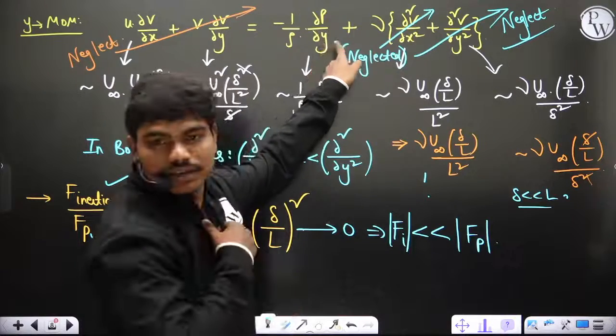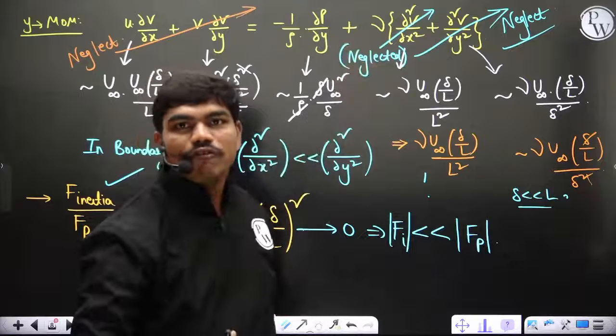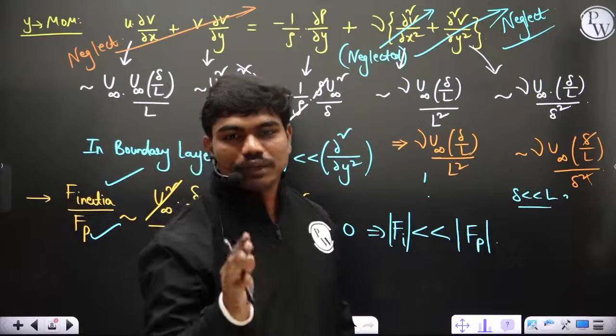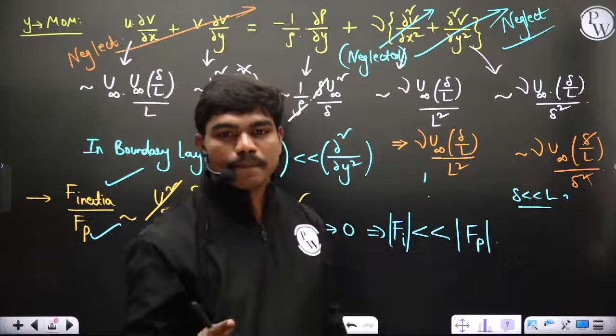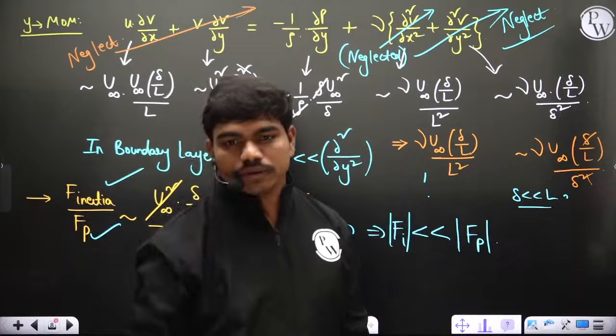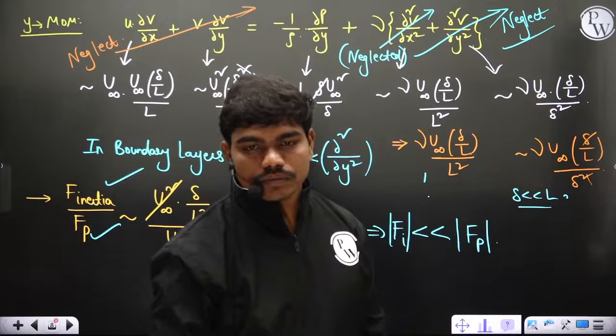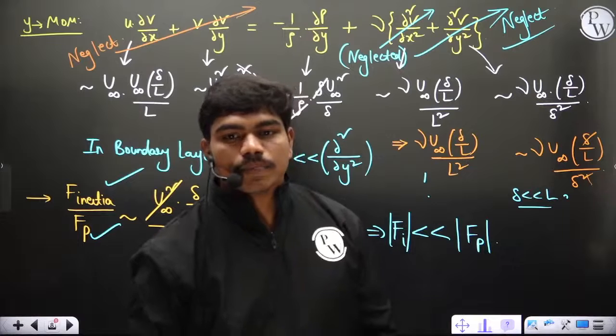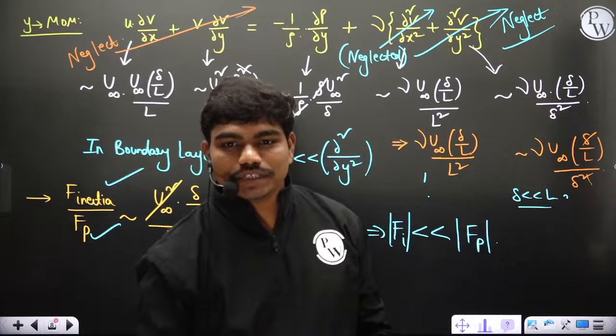So please tell me, is this clear to all of you? Can you understand how by doing scaling analysis we were able to simplify the equations? Yes or no? So please type in the chat box.